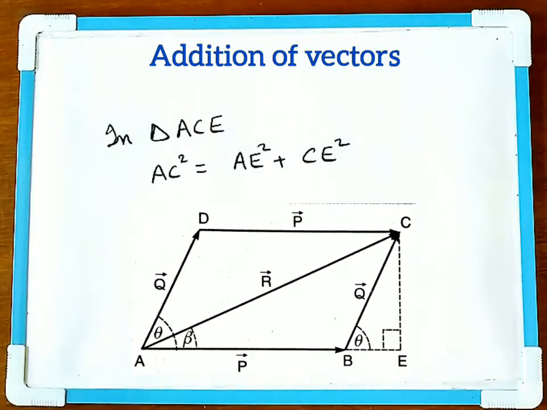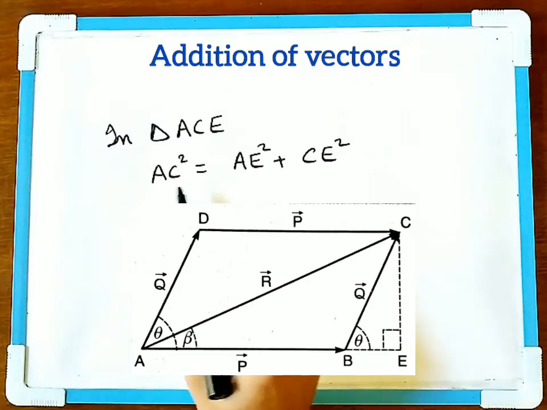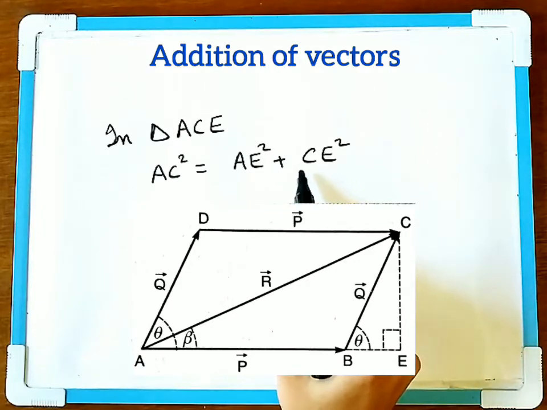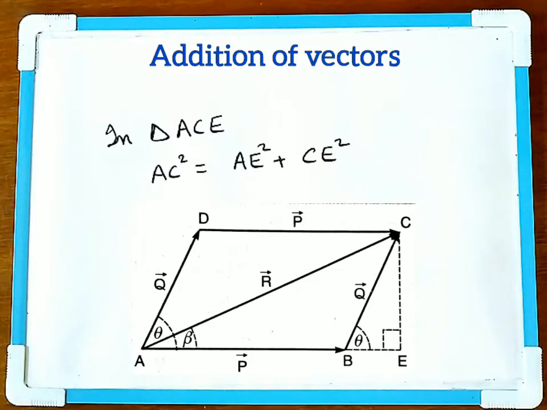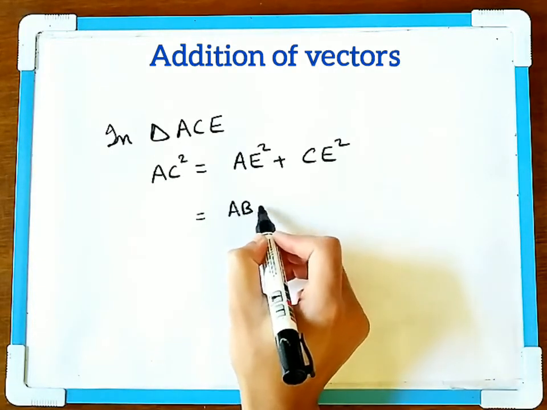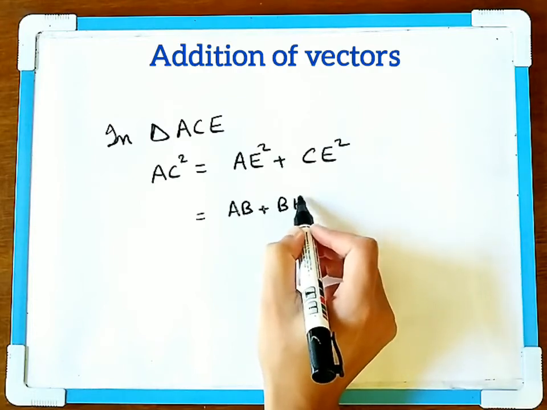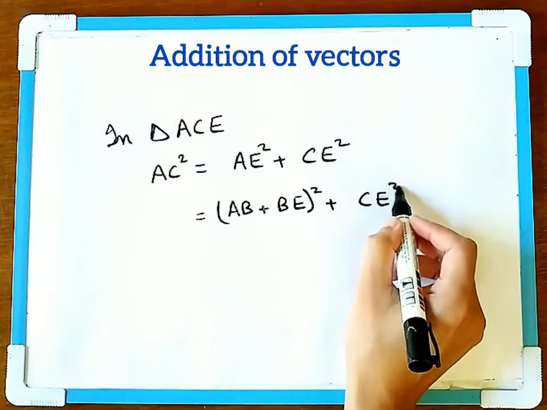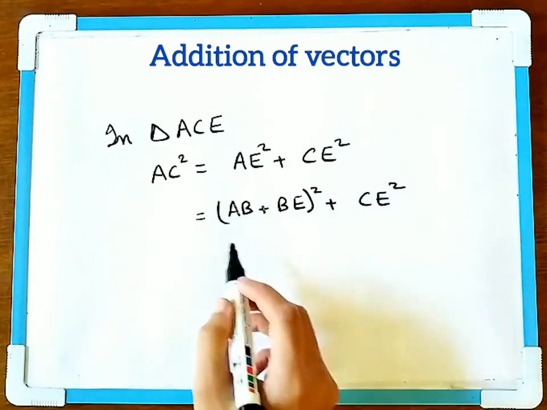Okay, so this is by using the Pythagoras theorem, isn't it? So we have the square of the hypotenuse is equal to the square of the base plus the square of the perpendicular. And from the diagram, what is AE? AE is equal to AB plus BE. So instead of this AE, I'll write (AB plus BE) square plus CE square. Then again, you expand this one.